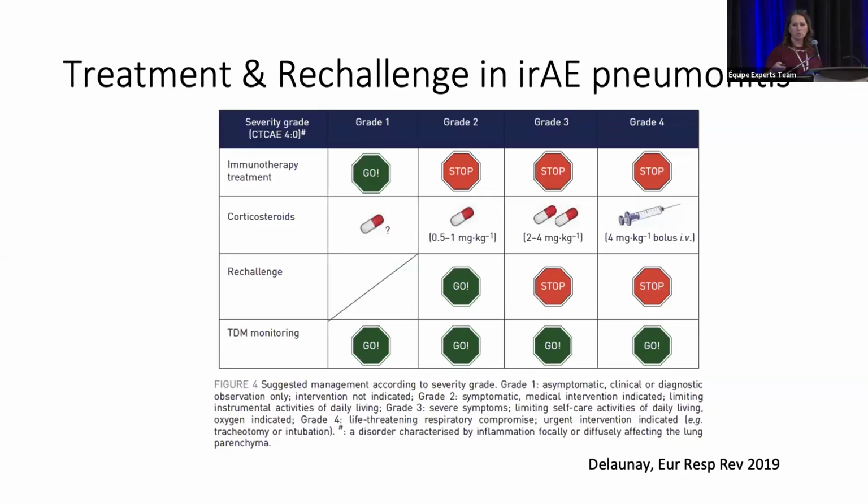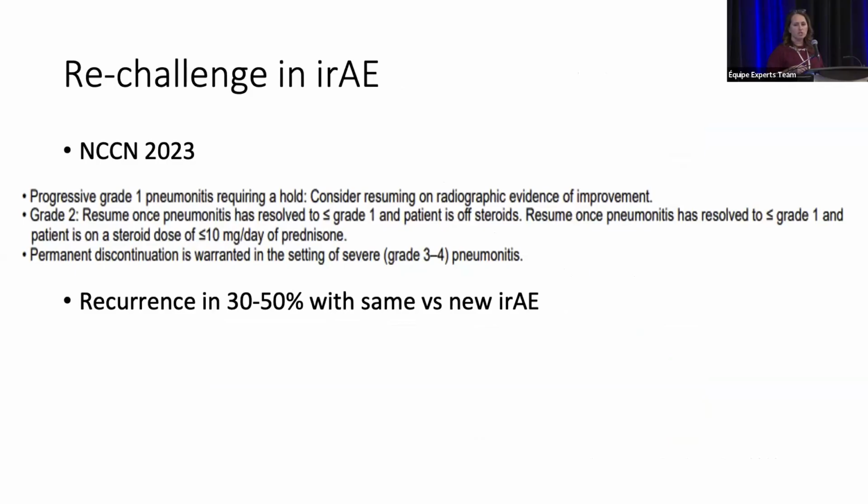We typically would stop at a grade 3 and of course with a grade 4. The rechallenge, as I mentioned, as long as they're back down to a grade 1 or less, or on 10 milligrams of prednisone or less, we would rechallenge with immunotherapy. The recurrence rate, I think it was mentioned in one of the previous talks as well, can be quite high. At least a quarter in my experience, but it's quoted about 30 to 50% will have another immune-related adverse event, pneumonitis plus or minus something else, when we rechallenge after a first incidence of pneumonitis.